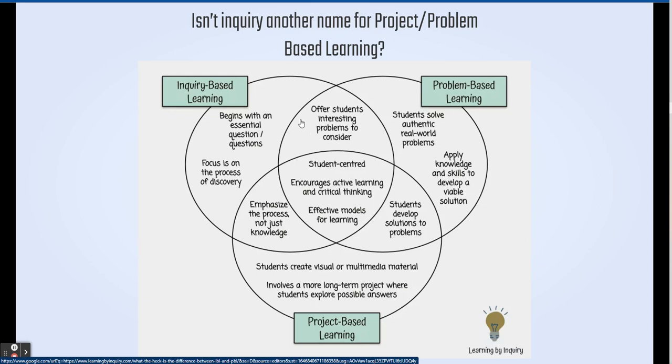I can easily see how the essential questions for inquiry-based learning can very much be authentic learning experiences, authentic real-world problems, authentic questions that students develop solutions to. That fits here between project-based and problem-based, but I would argue that you could use part of it in inquiry-based as well. So the idea of this chart is more so to look at all of these skills as a whole, right? Project-based learning creates visual and multimedia material as an end product, right?